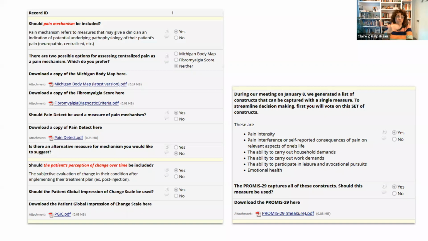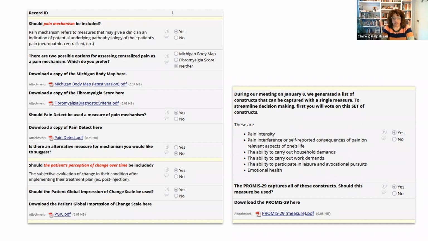And again, this was just a series of questions: should the construct be measured? Is this a measure that you want? And if not, can you suggest an alternative? And you can see this is just an example from one respondent that they liked the constructs. They weren't too sure about the measures.